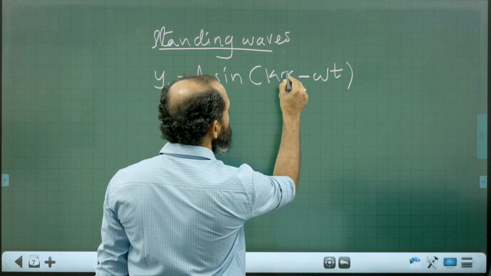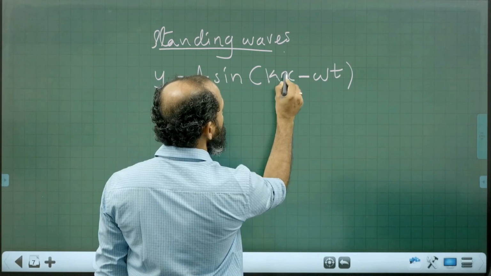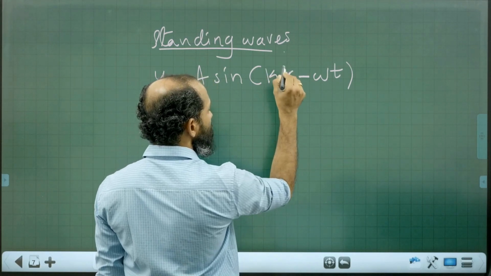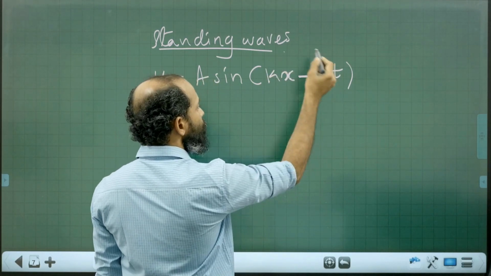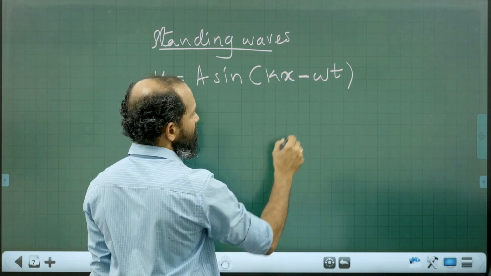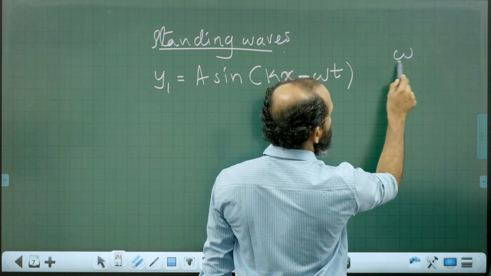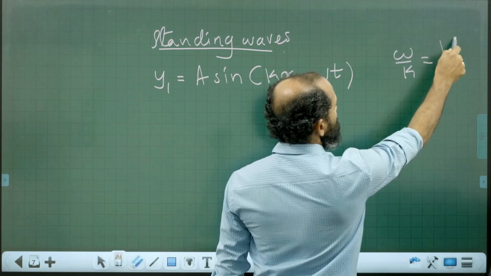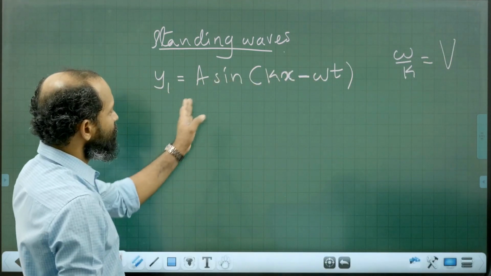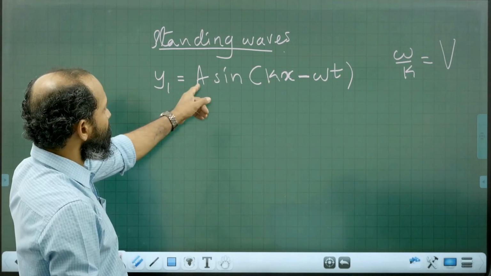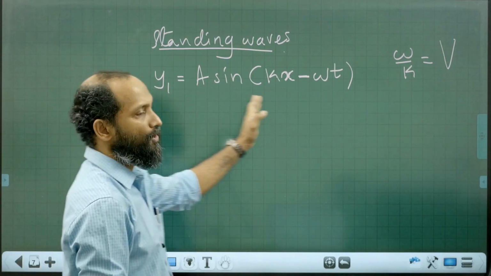Here k is the coefficient of x, the angular wave number. So the sign is negative, and the wave is propagating in the positive x-axis. Omega is the angular frequency, and I have earlier written that omega by k is the wave velocity. A is the amplitude of the wave. This is the general formula for a traveling wave.